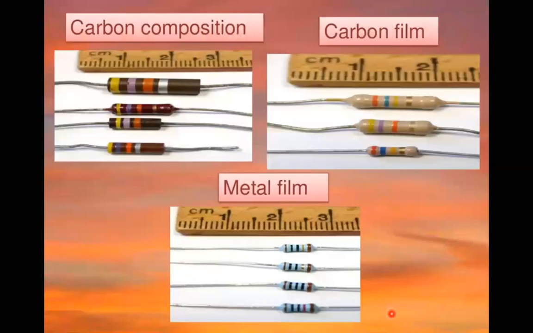Now let's look here. This is carbon composition. This is how it looks, and you can see the length also. This is almost 2 centimeters. This is a carbon composition resistor. This is a carbon film resistor, almost 1 centimeter, and very small in size are metal film resistors, half a centimeter.